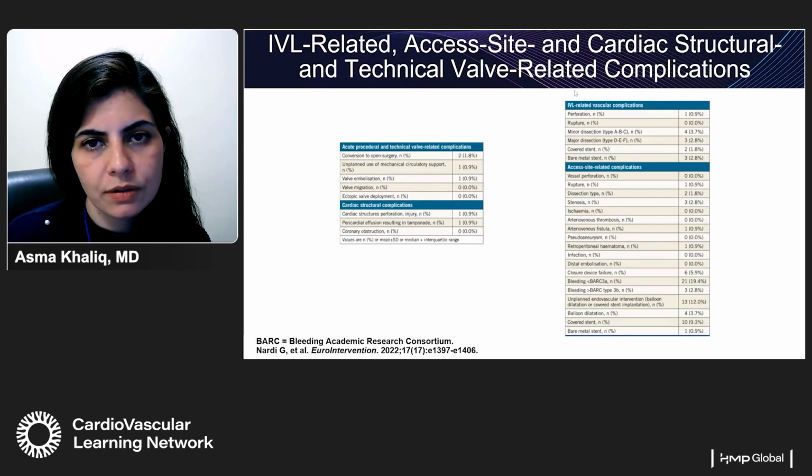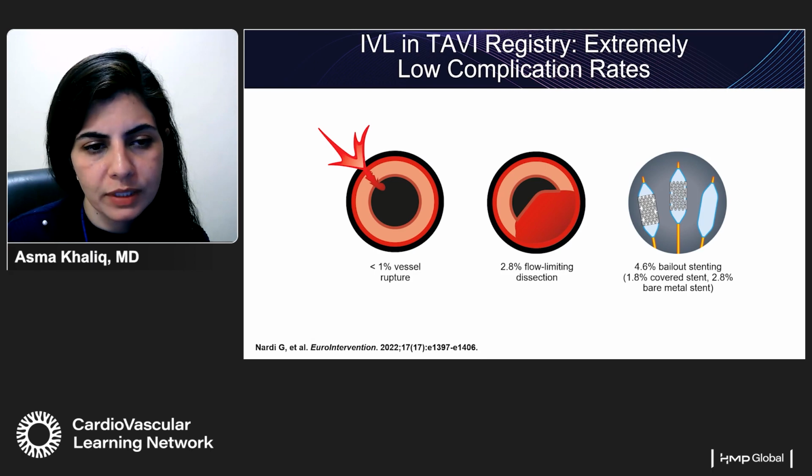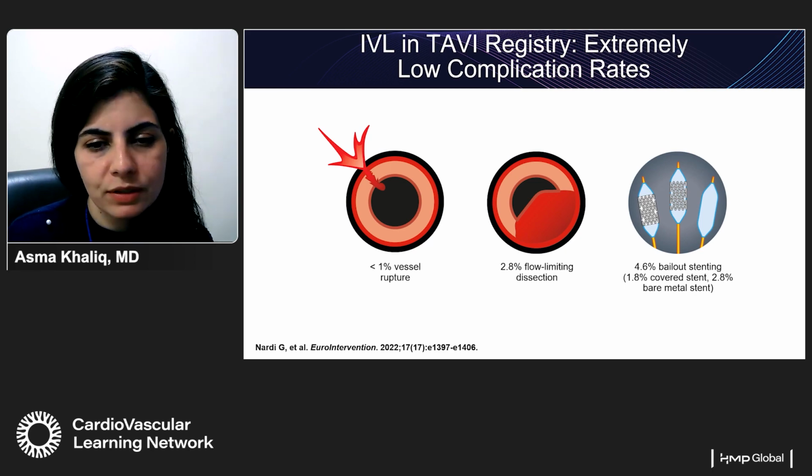And as you can see, the risk of complications stayed pretty low. One perforation, no ruptures, 4 minor dissections, 3 major dissections, and the stent use was also significantly less, about 3% covered and 2% bare metal stents. And overall, as you can see, the access site-related complications were also not significant, except the BARC 3-8 bleeding, which was slightly higher. And the risk of unplanned endovascular interventions was also slightly higher. Less than 1% vessel rupture, 2.8% flow-limiting dissections, and about a total of 5% bailout stenting.